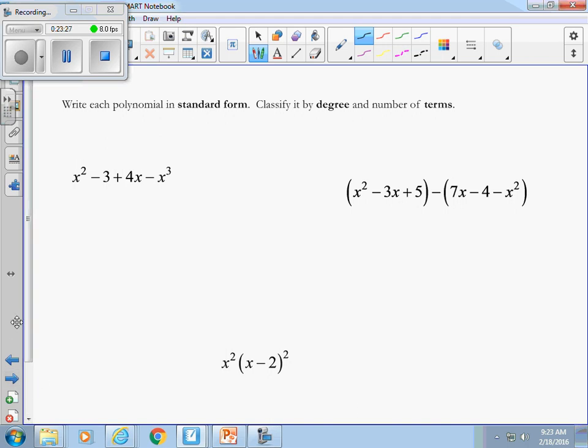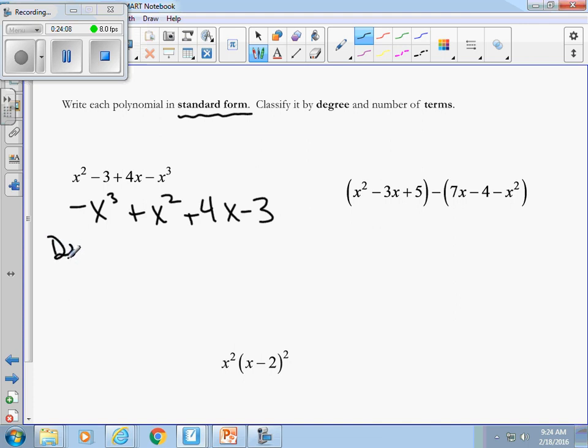Okay, standard form of a polynomial is with the highest power first, written in decreasing order. So if it asks for standard form, highest power first, decreasing order. So let's look at this one. What should I write first? X cubed, but what's with it? The negative signs always go with the thing it's in front of. So it's negative x cubed plus x squared plus 4x minus 3. That is standard form.